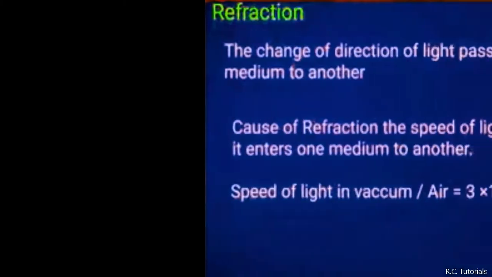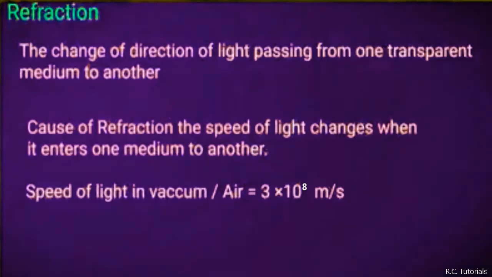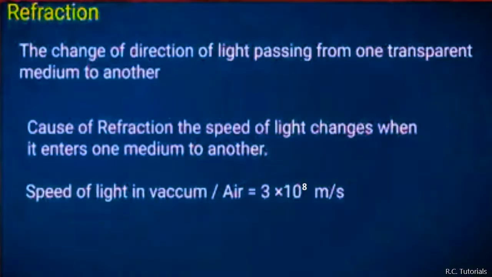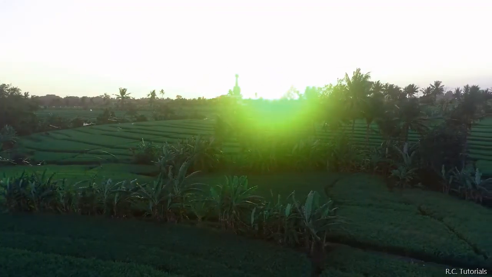Thus, refraction of light can be stated as the change in direction of light passing from one transparent medium to another. We know that the speed of light in vacuum is 3 x 10^8 meters per second. But in case of refraction, the speed of light changes while entering from one medium to another.